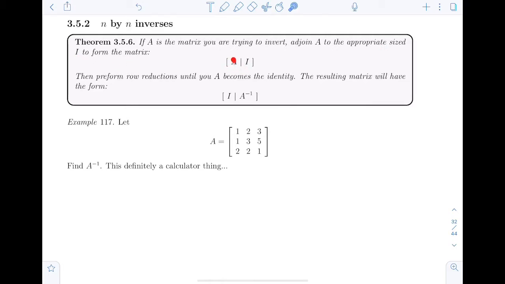If this is n by n, say 3 by 3, then you'll put the I3 here, and you'll have a 3-row, 6-column matrix. Again, these are only for square matrices anyway. Then you perform row reductions on A until the left-hand side becomes the identity. And the cool part is that the resulting matrix will have the form [I | A inverse]. As you do all of the row reducing steps on A, this side will slowly turn into the identity. And that's pretty cool.